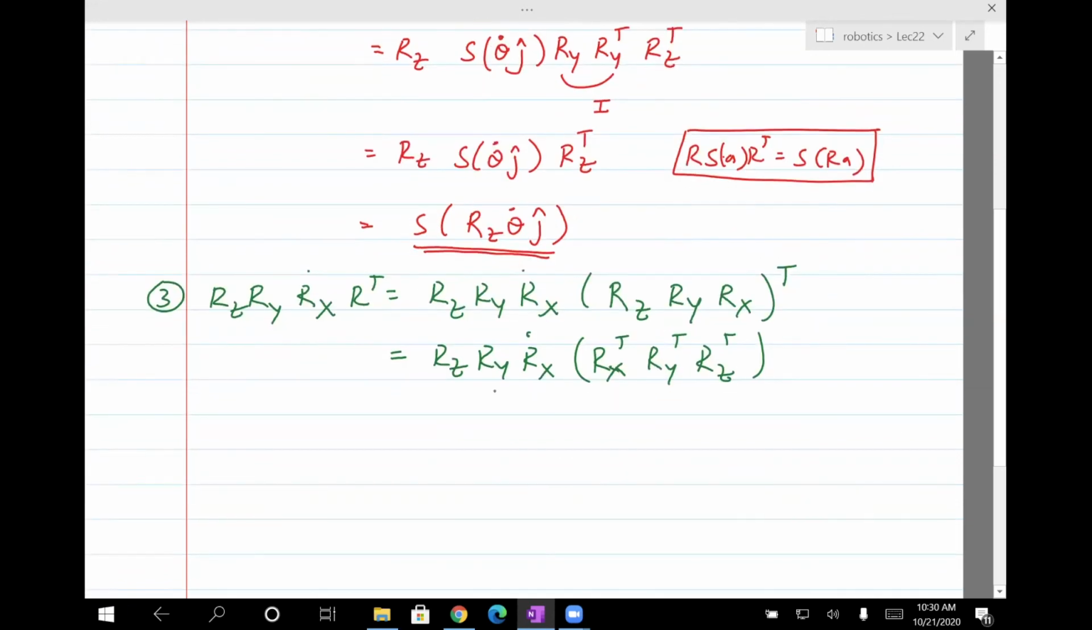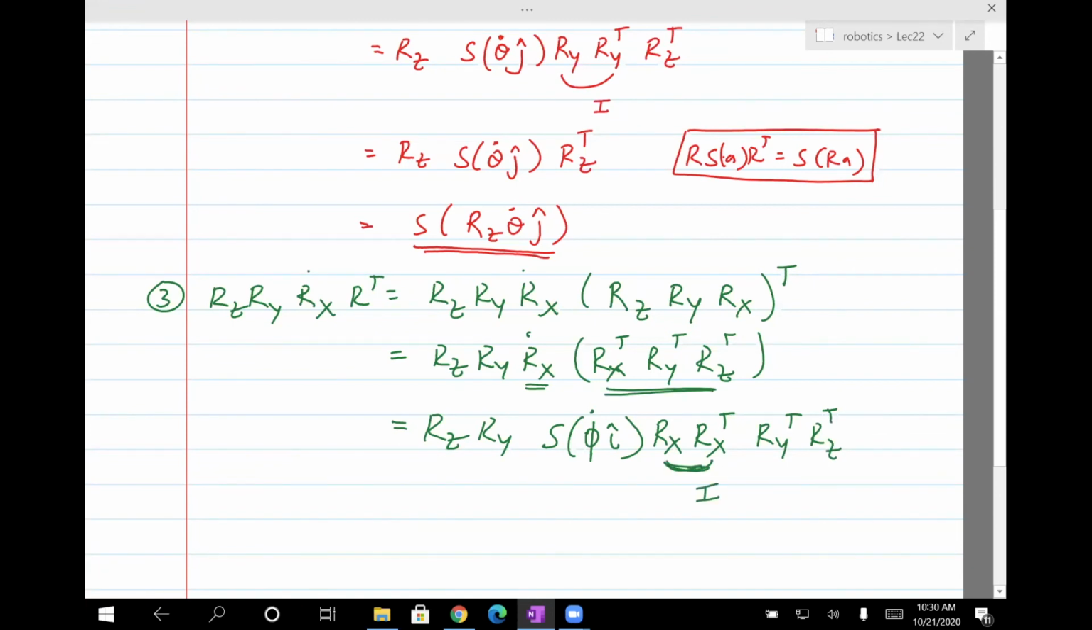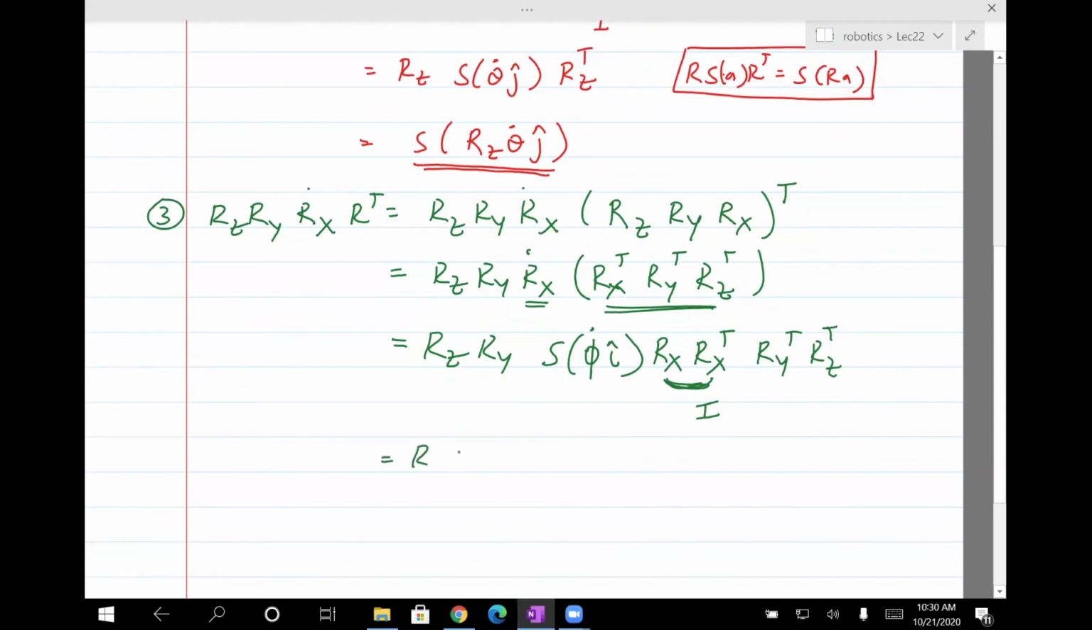Okay, now I do the same thing with Rx, which is Rx dot is S of something times Rx. That thing inside the bracket is going to be the rotation about the X axis, so that's simply phi dot, and since it's about the X axis, I put the unit vector along the X axis. And then I have Rx transpose, Ry transpose, Rz transpose, which is these three terms. So this thing here is the identity matrix. And then I have Rz, Ry, S of phi dot I.